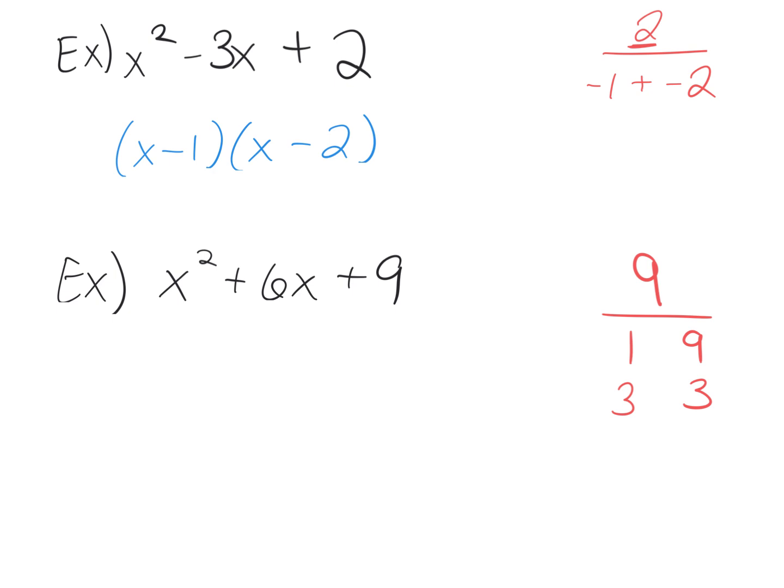Yes, okay. 3 is a factor of 9, but how I get this other 3 is we're taking 9 divided by 3 to get that other 3, because 3 times 3 is 9. Now check what adds up to 6. 1 and 9? No, 3 and 3. Yes. Do we have to change anything? No, they can stay the same, so how do we write our answer? x plus 3, x plus 3.